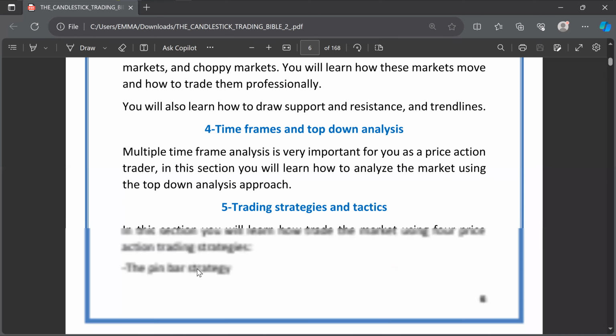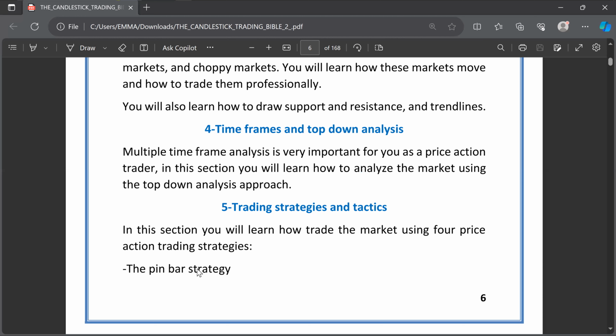Then we'll move to the fourth section. We do the time frames and top-down analysis. Multiple time frame analysis is very important for you as a price action trader. In this section, you will learn how to analyze the market using the top-down analysis approach. When you look at the time frames, we have 1 minute, 5 minutes, in fact from 1 minute up to any time that you can trade, 1 minute to 1 year, months.